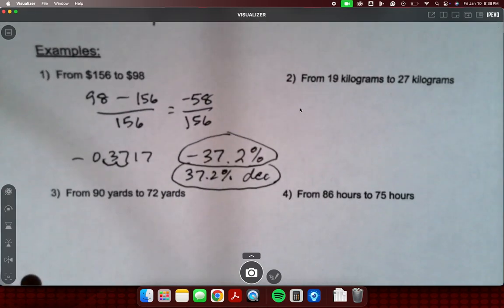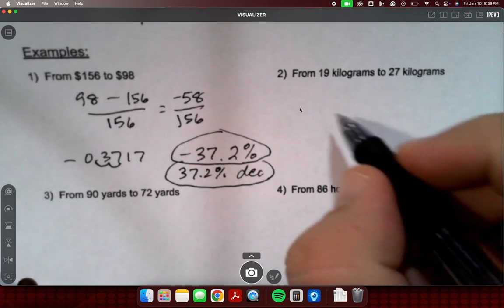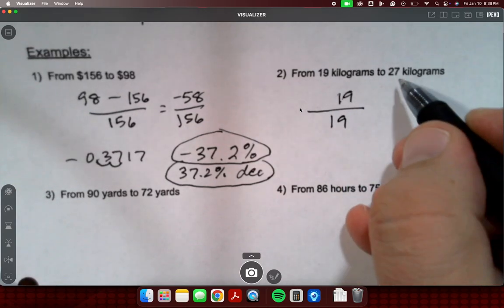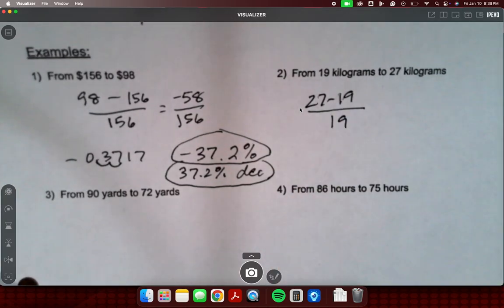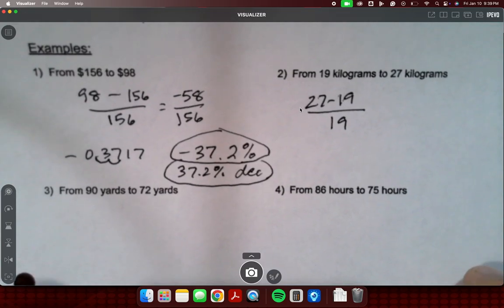Okay, same process for number 2. So 19 kilograms is the old, so that will go here and here. 27 kilograms is the new. So this is the growth of a big dog from 19 kilograms to 27 kilograms.